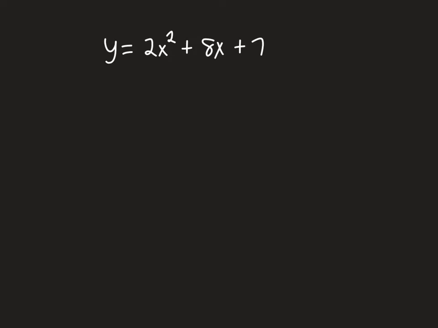This one has an additional step to it. Since the a value is 2, we need to factor that out ahead of time. So we factor the 2 out of the x squared, and that's going to make the 8x become 4x. The other trick that sometimes makes this a lot easier is to leave that plus 7 out there. Just leave it alone for now.